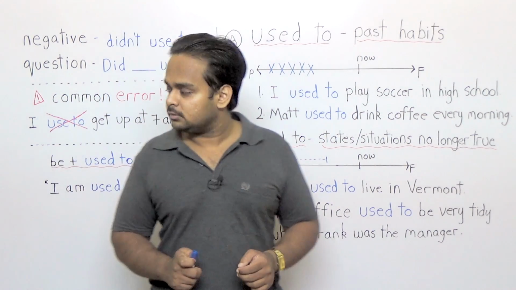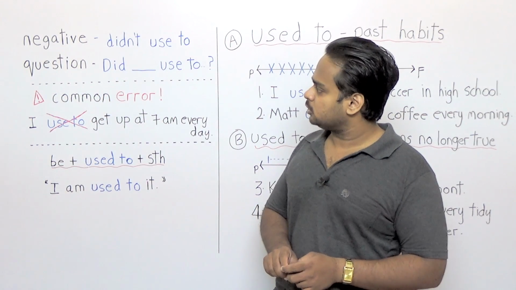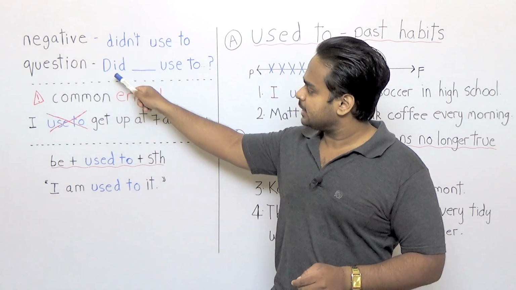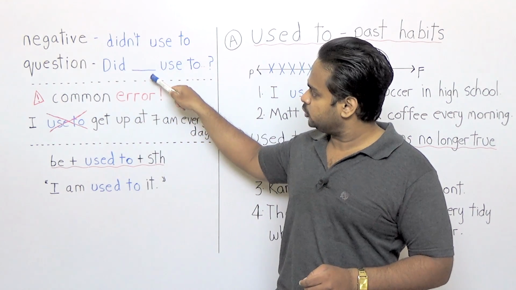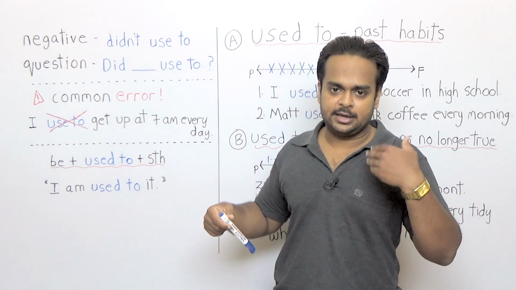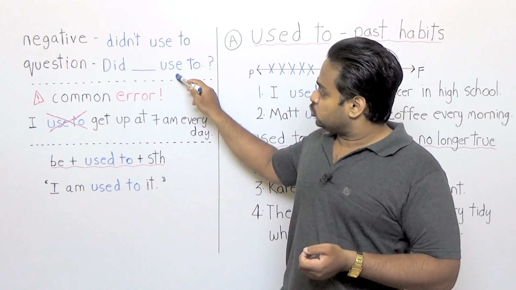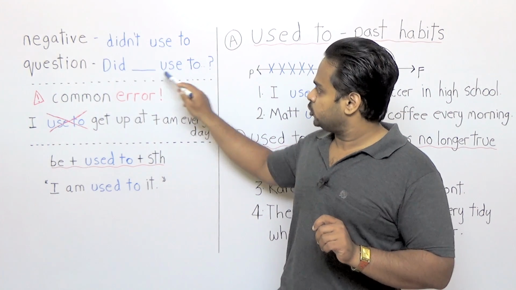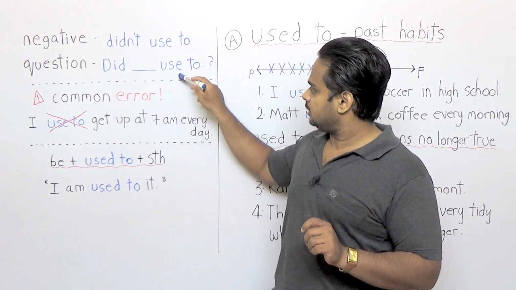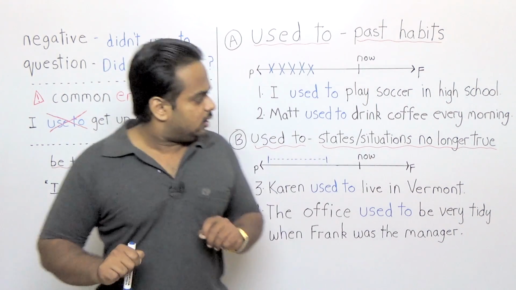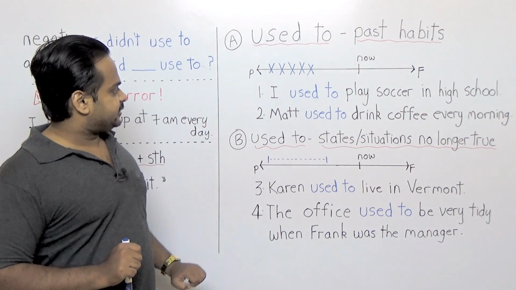And it's the same thing with making questions as well. To make questions, we start the sentence with did, and then you fill in the subject. It can be I, you, he, she, it, anything. And then again, use, not used, used to. So did, the subject, and used to. Let's make questions with these.